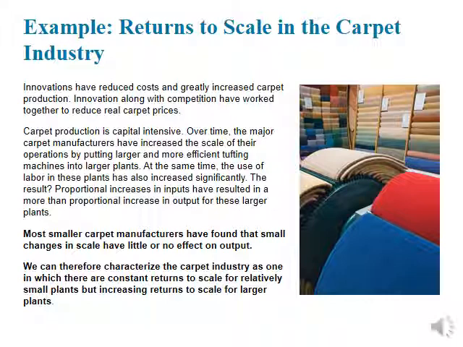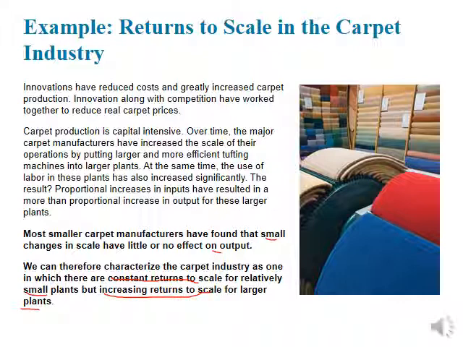What have these carpet manufacturers seen as a result of their changing labor and capital practices? Well, smaller manufacturers have found that small changes in scale have had little to no effect on output, whereas large manufacturers who are able to afford these big machines have found that small changes in scale have relatively large impact on output. So the carpet industry looks like one where there's constant returns to scale in small plants and increasing returns to scale in large plants.